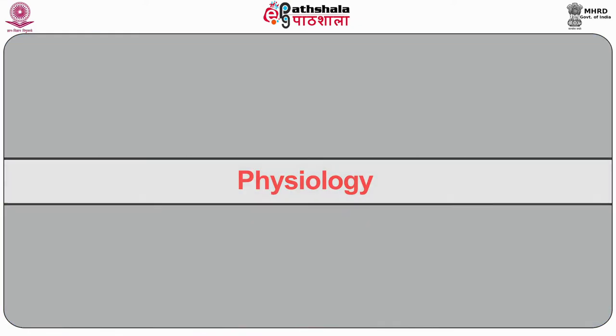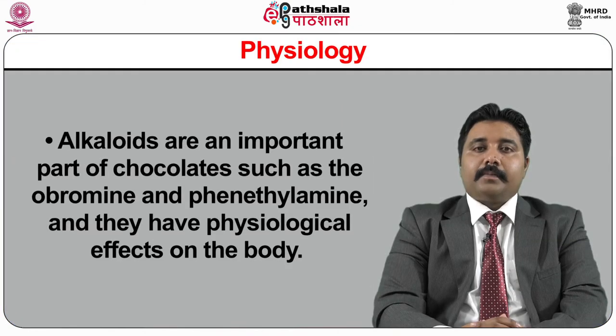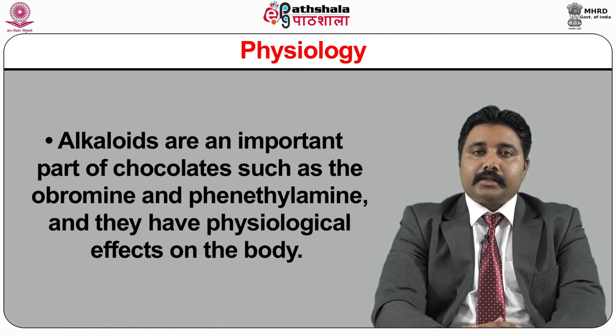Physiology. Alkaloids are an important part of chocolate, such as theobromine and phenethylamine, and they have physiological effects on the body. Chocolate can lower blood pressure. Chocolate's melting point is low, so it melts in the mouth.